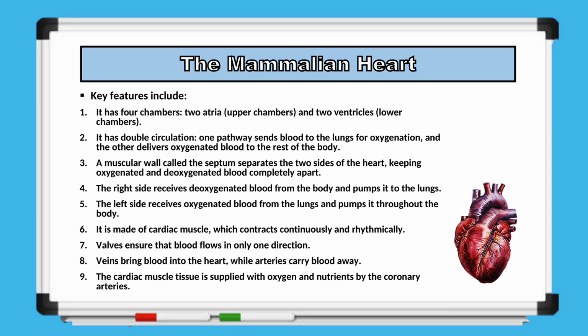The heart is made of cardiac muscle, a special type of muscle that contracts continuously and in a steady rhythm. Valves inside the heart make sure that blood always flows in a single direction, preventing any backflow. Veins bring blood into the heart, and arteries carry blood away from it. Finally, the heart muscle itself is nourished by the coronary arteries, which supply it with the oxygen and nutrients needed to keep it functioning effectively.